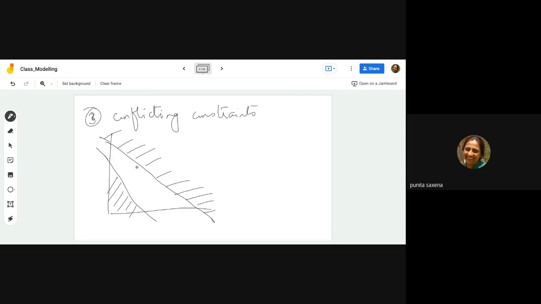Maybe this was a less than or equal to type constraint, and this is a more than or equal to type. So for this constraint, 0, 0 does not satisfy the constraint, therefore you get a thing like this, right? But for the other constraint, probably 0, 0 satisfies it. So you get a situation like this. Now, what is happening? You only had two constraints and you do not get any feasible region. There is no feasible region for this.